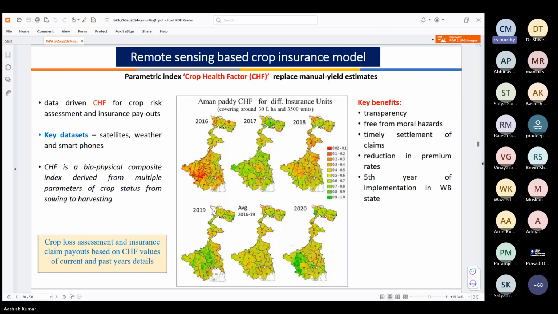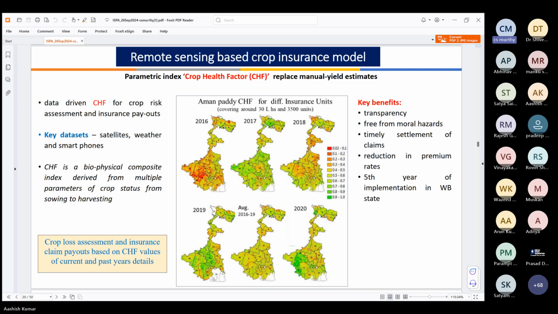This is one classic example where the paradigm of insurance has shifted from the conventional manual crop cutting based system to a remote sensing model. This is a parametric index, the crop health factor. It has replaced the manual yield estimates. It was first implemented in 2021, when we designed this scheme in West Bengal. It is completely driven by data. We call it the crop health factor, and it has replaced yield estimates.